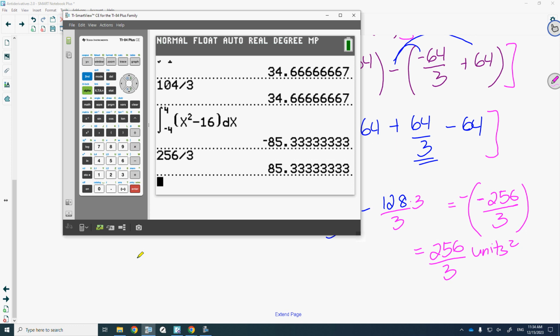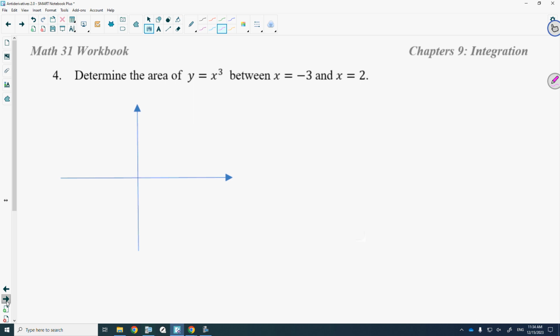Okay, now here's where your calculator will sort of fall apart unless you can see the diagram. It will be through this one. So for this question, we're going to get a totally different answer if we use our calculator. What I want you to do is draw this graph, x cubed, and see if you can figure out the area from -3 to 2 and what's happening.